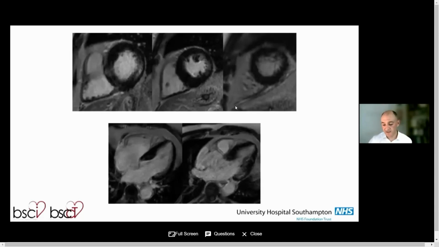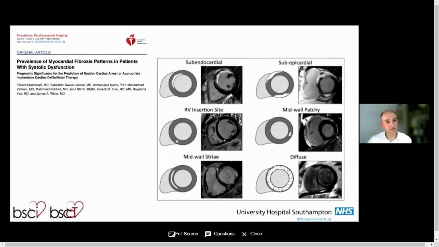And this brings us to talk about the different patterns of late gadolinium enhancement that we can see in patients. And this is an example of the descriptor of the types of late gadolinium enhancement we can see in patients in this article published in Circulation Cardiovascular Imaging back in 2014. And they describe these 6 types. The subendocardial type, that's very consistent with myocardial ischemia. And then these 5 other non-ischemic types: enhancement of the RV insertion point, a mid-wall stripe within the interventricular septum, subepicardial hyperenhancement, patchy mid-wall enhancement, or a diffuse abnormality.